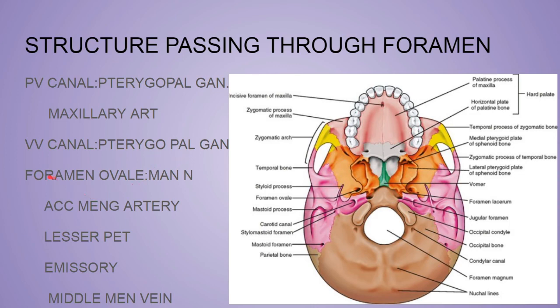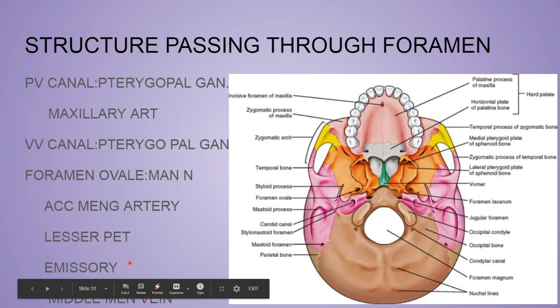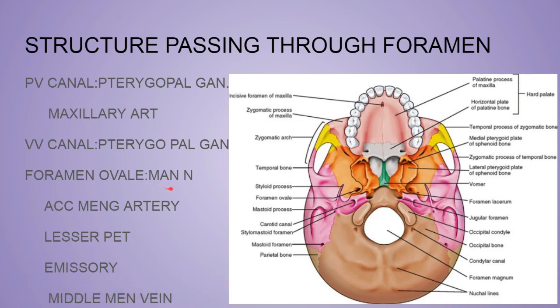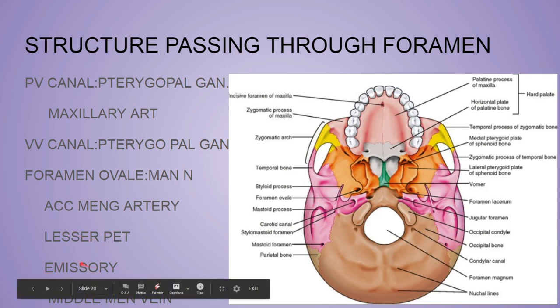Now the foramen ovale. Foramen ovale transmits the mandibular nerve, accessory meningeal artery, lesser petrosal nerve, emissary vein, and also it sometimes passes the anterior trunk of the middle meningeal vein. Occasionally it also passes the middle meningeal vein, anterior trunk. Just for mnemonics, you can remember MALE: mandibular nerve, accessory meningeal artery, lesser petrosal nerve, and the emissary vein.